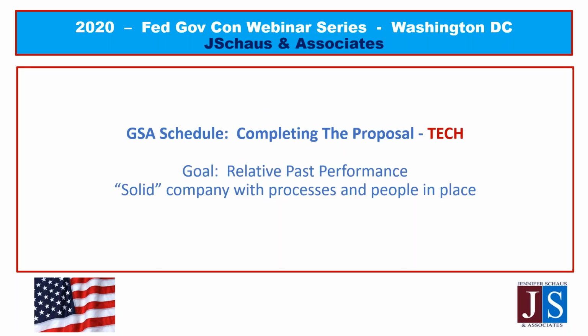The goal here is really for GSA to know that you have past performance that's relative to the special item number, that SIN number that you're pursuing, or SIN numbers. It's also going to show that you're a legitimate company, that you've got processes in place and people, full-time employees, to carry out the work if you're providing professional services, or that you've got a variety of products, not just one product or not just one software system that you're providing to the government. It needs to be comprehensive. So that's basically the goal of the technical section.